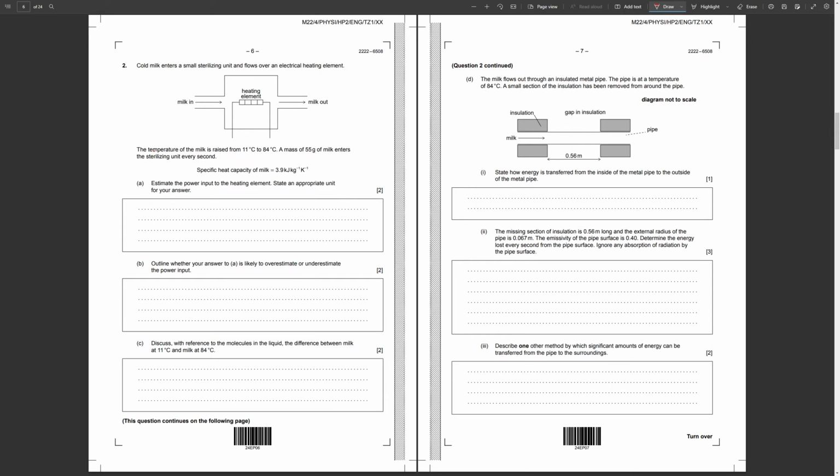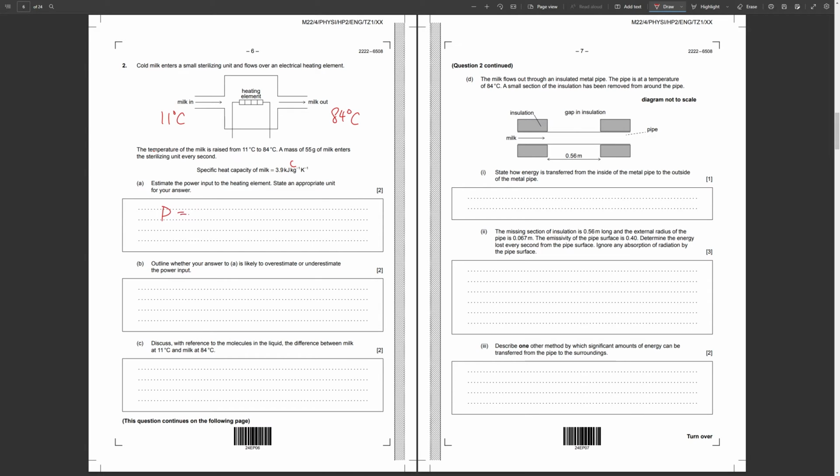Question 2, thermophysics. Cold milk is going into the heating elements, and then it will become warm milk coming out. The temperature was 11 degrees Celsius, and then it is 84 degrees Celsius. There will be 55 grams of milk going into the sterilizing unit every second. The specific heat capacity is given here.